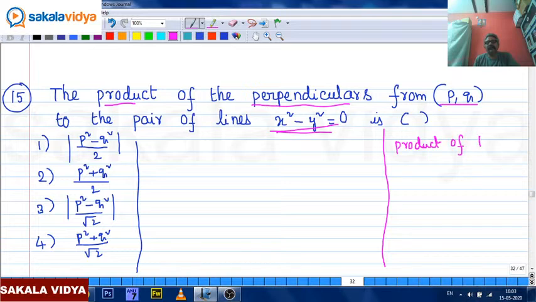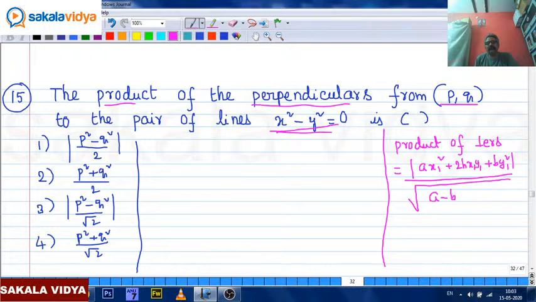Product of perpendicular distances is equal to mod of ax1 square plus 2hx1y1 plus by1 square upon root of a minus b whole square plus 4h square. Am I correct? This is the formula to find out actually perpendicular distances from x1 comma y1.